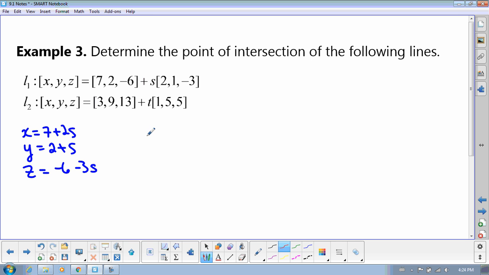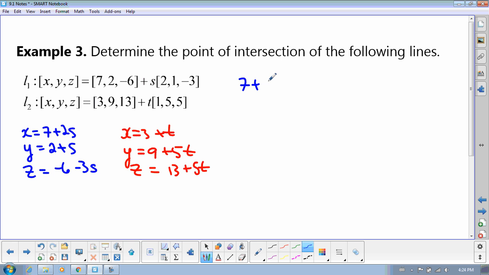I'm going to do the same thing for the second one. So I'm going to have x equals 3 plus t, y equals 9 plus 5t, and z is equal to 13 plus 5t. I'm trying to find an intersection point, which means the x, the y, and the z have to be the same. So I'm going to choose 2 parametrics to work with, and just for ease, I'm going to start with x. I'm going to set x equal to x.